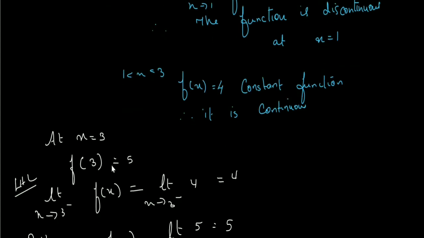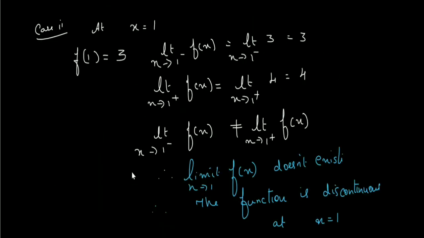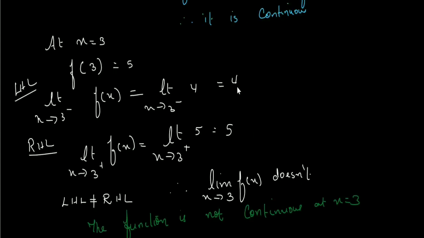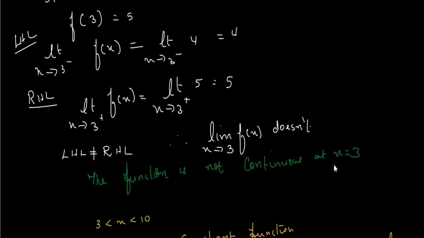Now at 3, what is the value of the function at 3? F of 3 is equal to 5. And what about less than 3? It is 4. Right of 3, the value of the function is 5. So the left hand limit is not equal to the right hand limit. The limit doesn't exist, and therefore the function is not continuous.